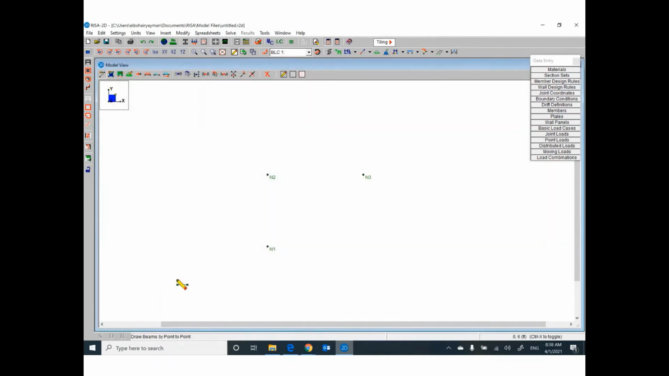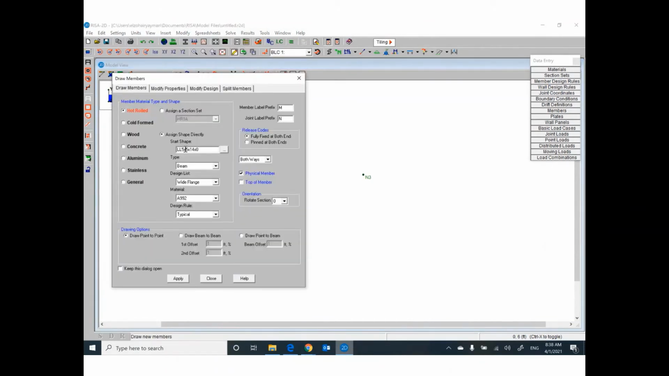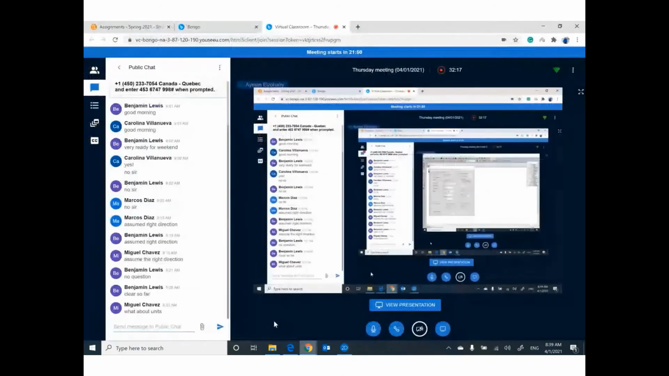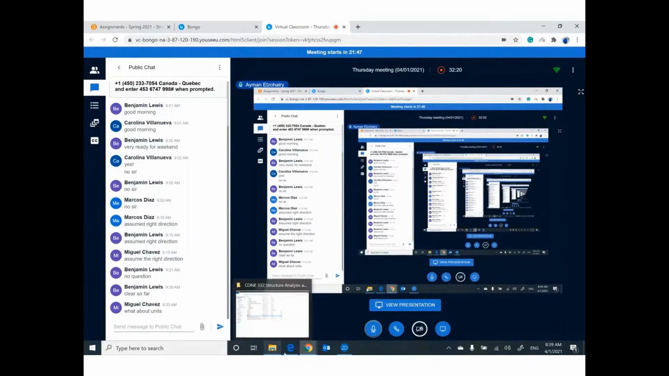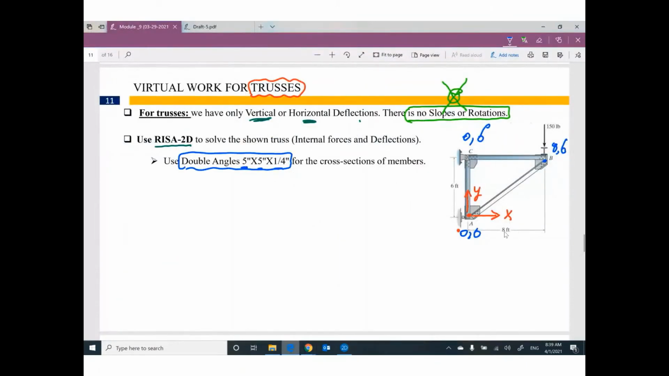Apply. Oh, I forgot something very important. You remember it's double angle, 5 times 5. Do you remember what I forgot? Anybody? Any answer? Unit. We are in feet and pound. That's fine. The default unit in RISA is feet and pound. If you want meter and kilonewton, you need to change your unit at the beginning. So we are in good shape right now.